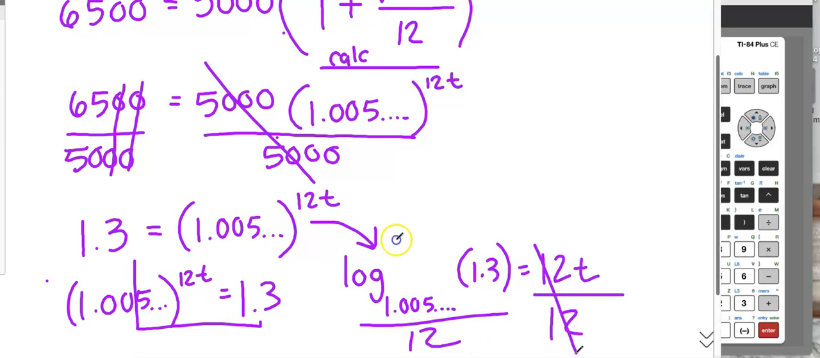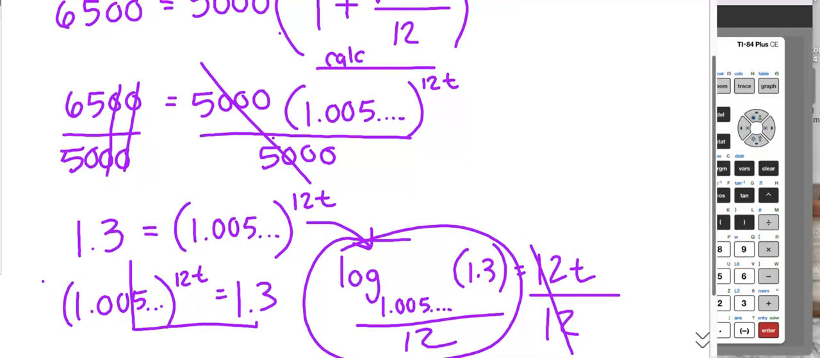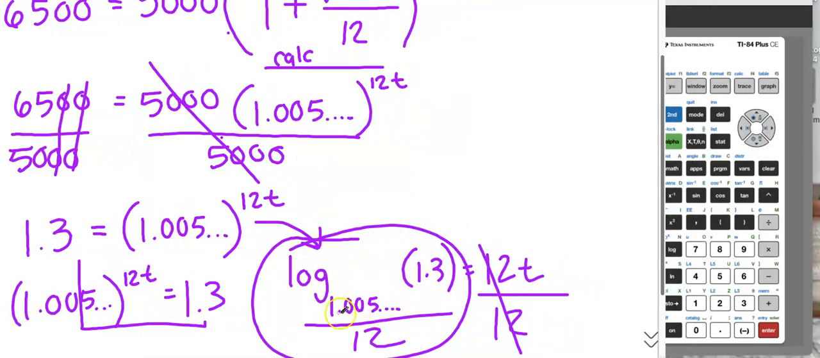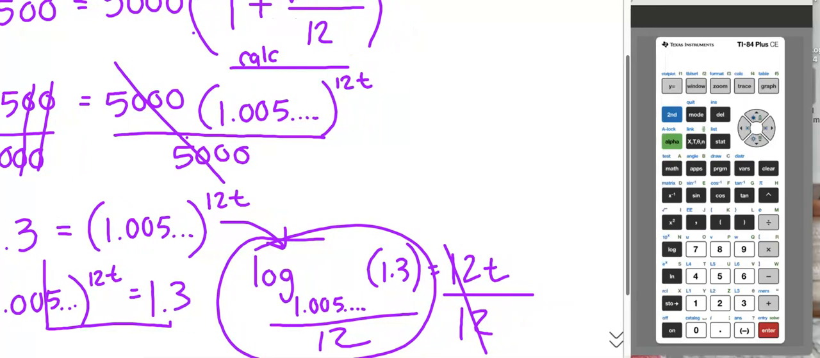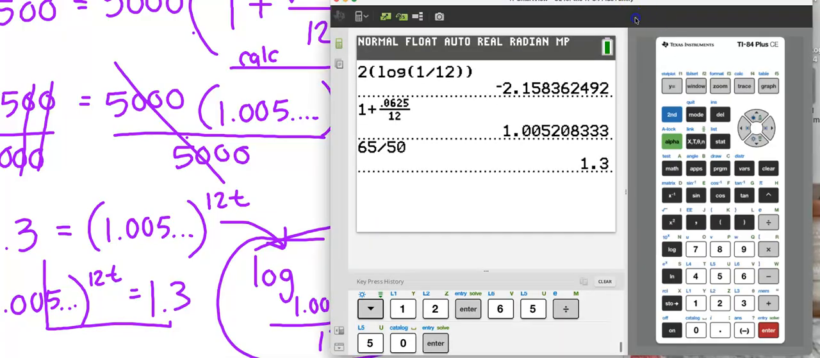T is by itself, and that's our answer. I just have to type all that loveliness into the calculator. Now, if you do not use this exact 1.005 ... number, your answer is slightly incorrect, and we want to know exactly if we're talking about money.